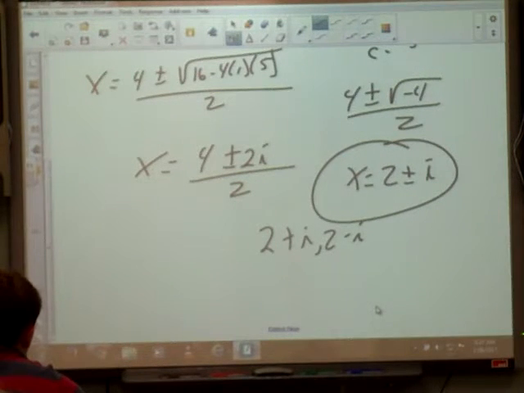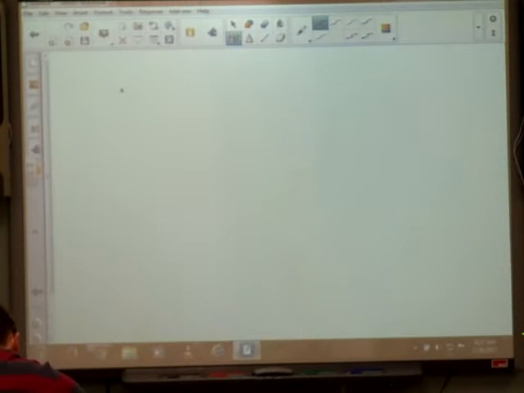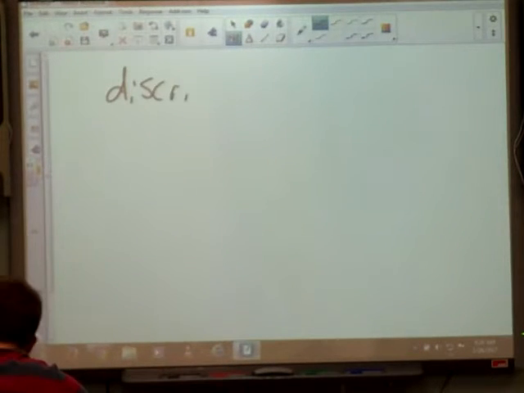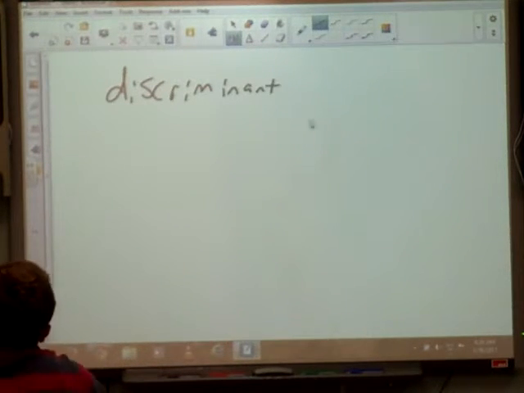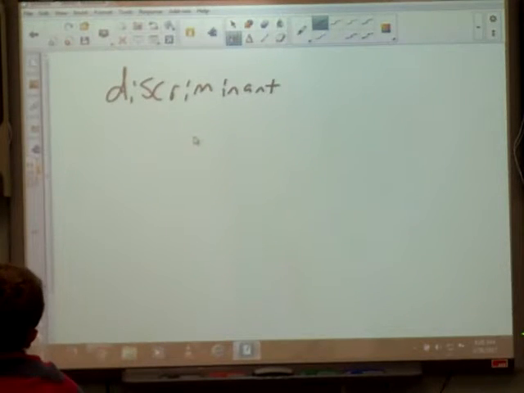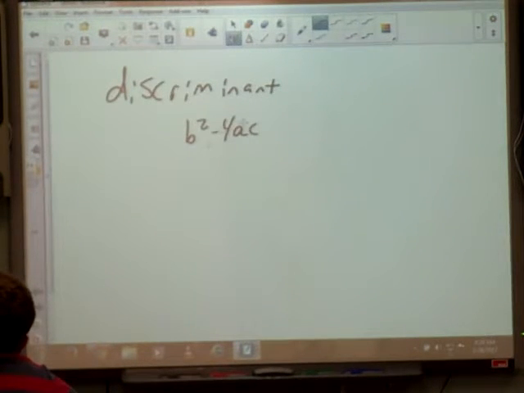Last stuff that we got to look at today, it's called the discriminant. Let me see if I can spell it, D-I-S-C-R-I-M-I-N-A-N-T. The discriminant is the part just underneath the radical. So x equals negative b plus or minus the square root of b squared minus 4ac. The discriminant is only that part. What that's useful for is that it tells us what types of answers we have.